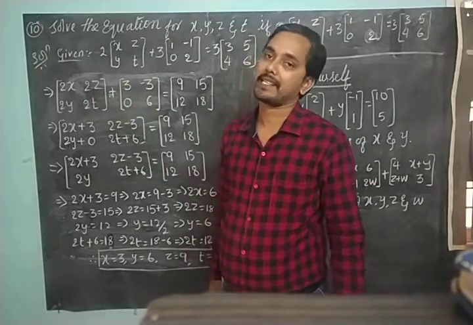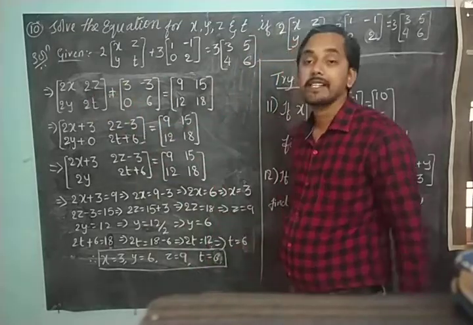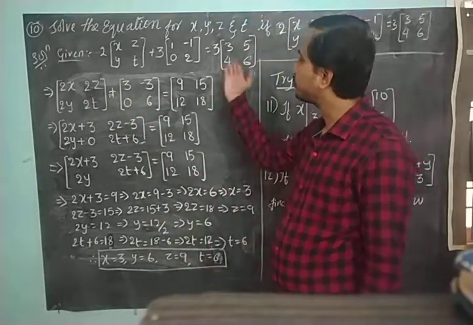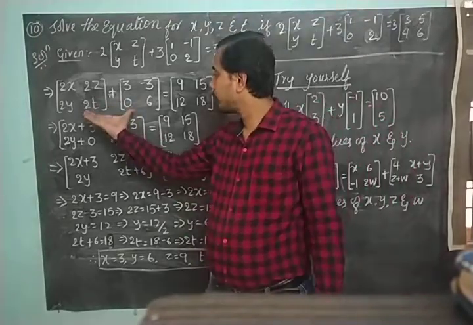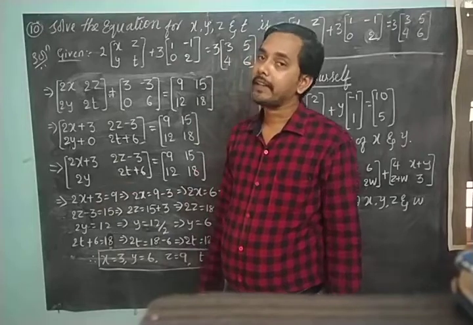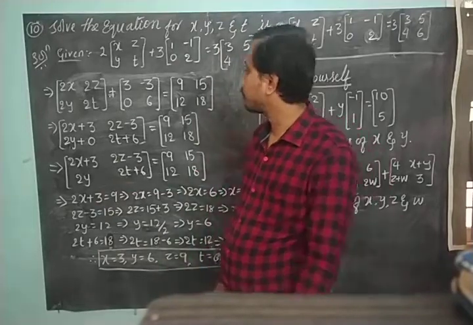Sum of two matrices. On LHS part we are having sum of two matrices. That is equal to a matrix on the RHS part. So when we have sum of two matrices, we need to add them. How to add? Add the corresponding elements, as we all know.